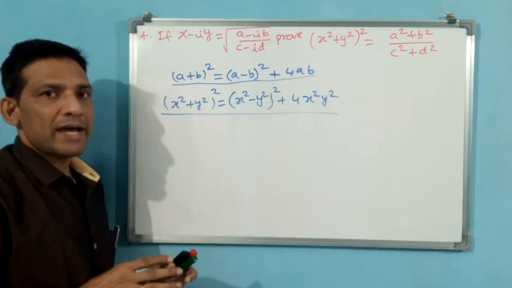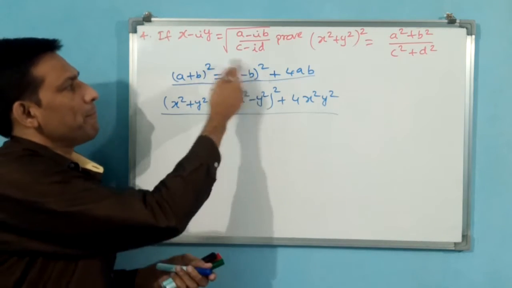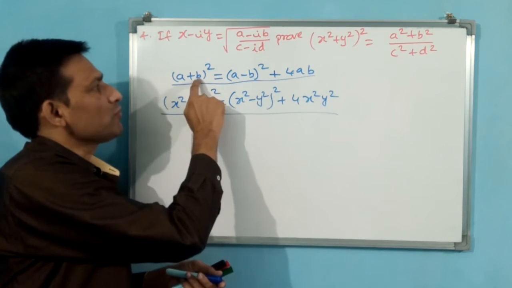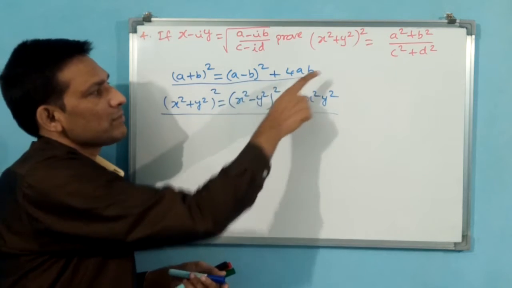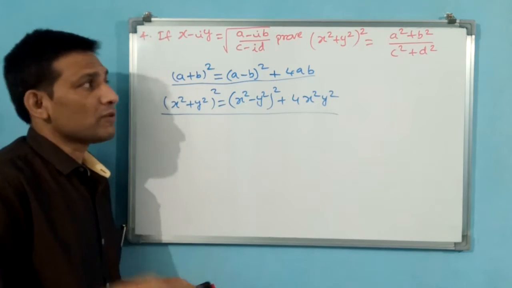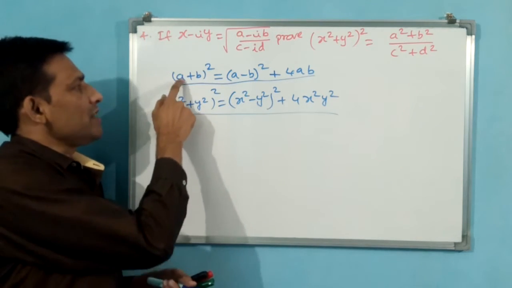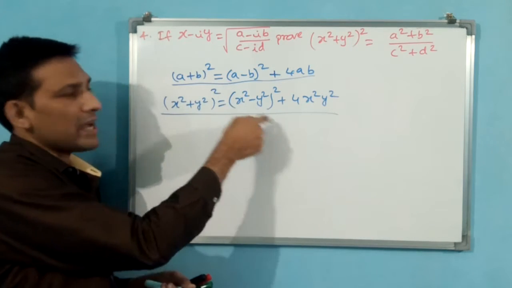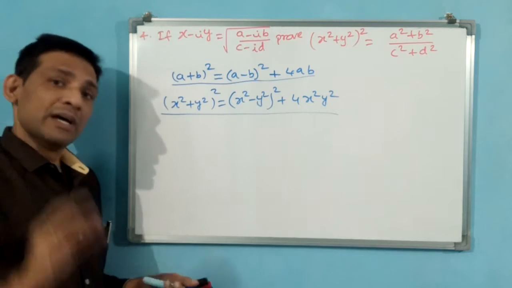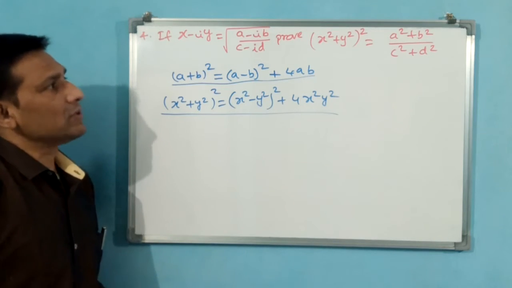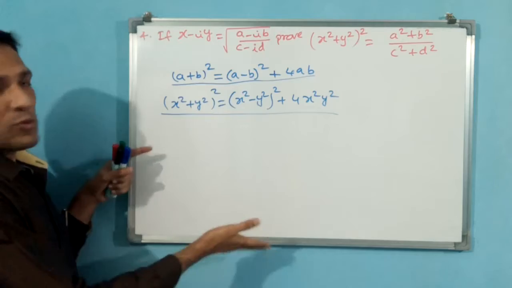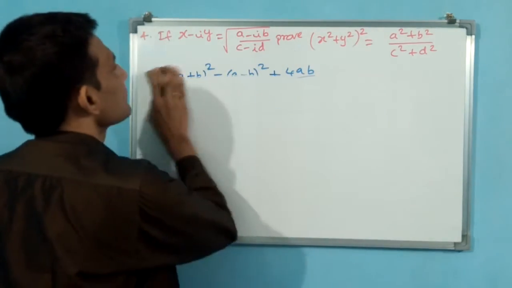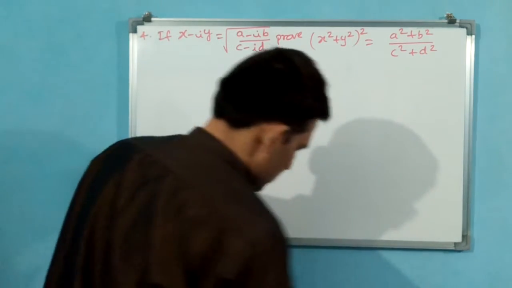(a plus b) whole square minus (a minus b) whole square is equal to 4ab. Or (a plus b) whole square is equal to (a minus b) whole square plus 4ab. Like that you have to keep in your mind. Why? Because here a will be x square, b will be y square, whole square again. That means (a plus b) whole square. Like this, you have to utilize the formula. Okay, let us see how to tackle this question.